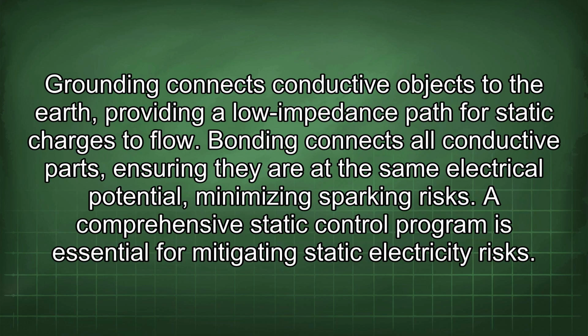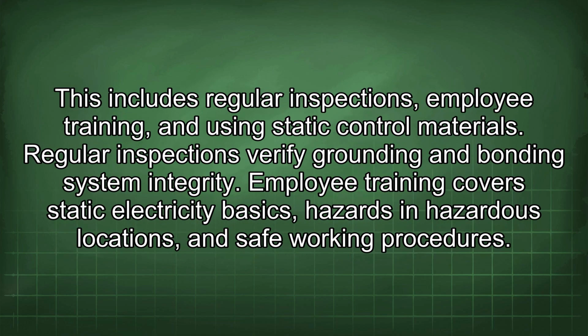Grounding connects conductive objects to the earth, providing a low impedance path for static charges to flow. Bonding connects all conductive parts, ensuring they are at the same electrical potential, minimizing sparking risks. A comprehensive static control program is essential for mitigating static electricity risks. This includes regular inspections, employee training, and using static control materials.